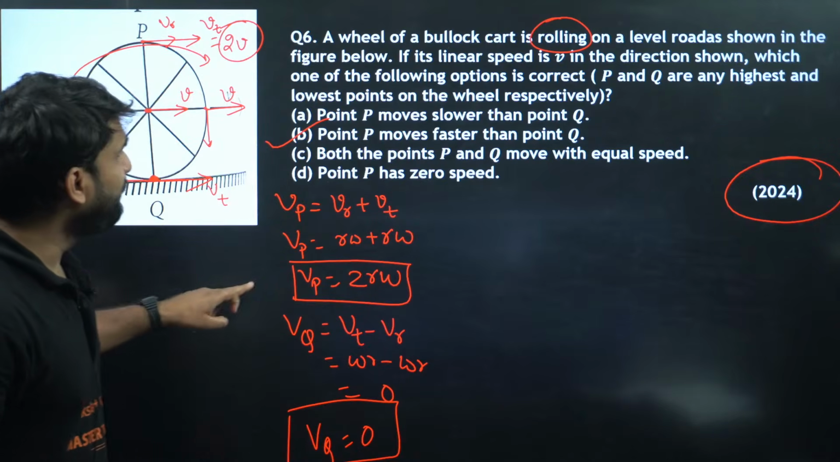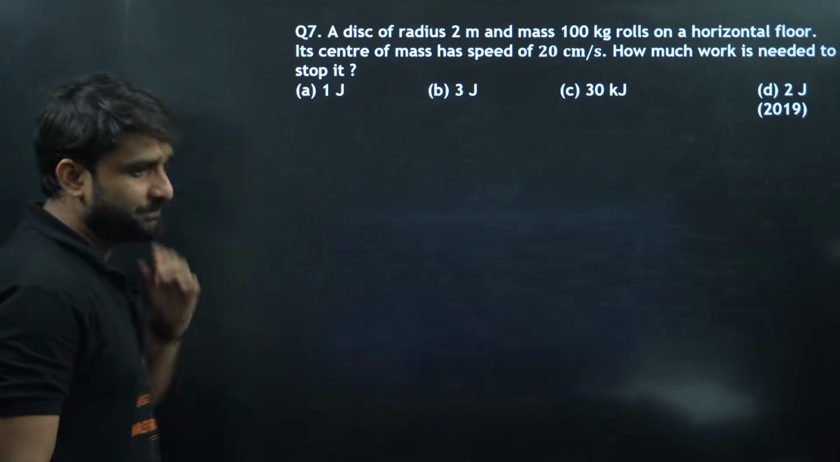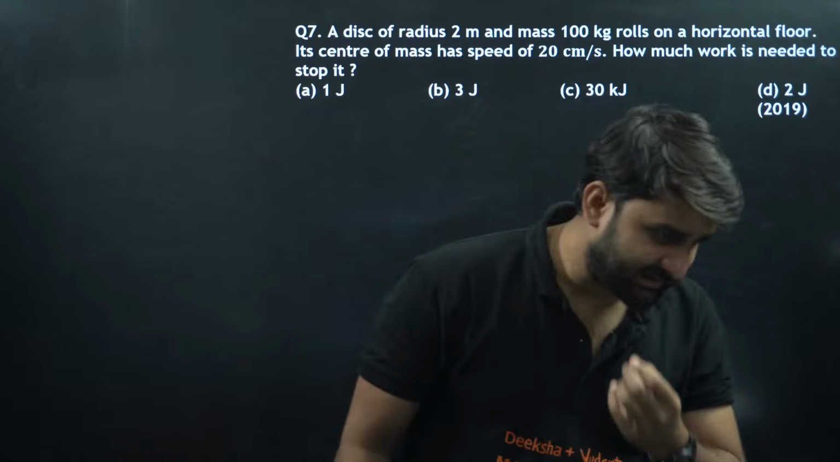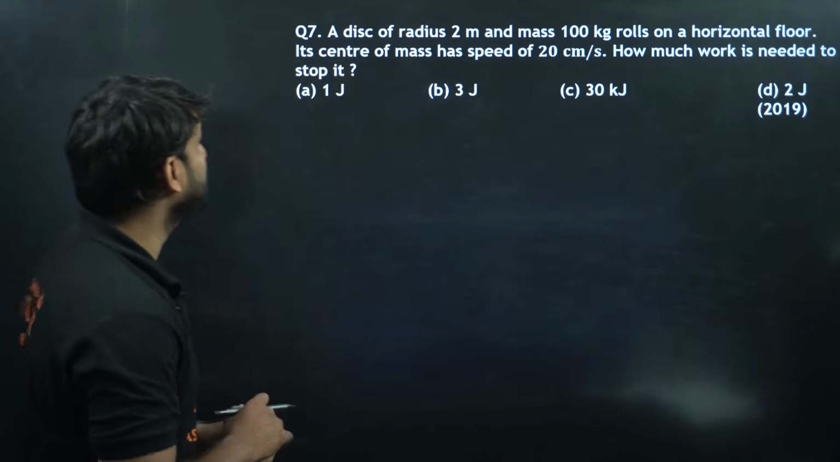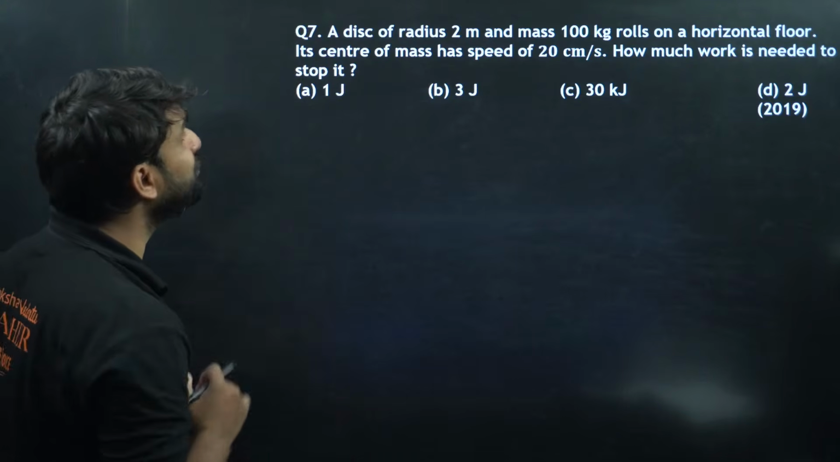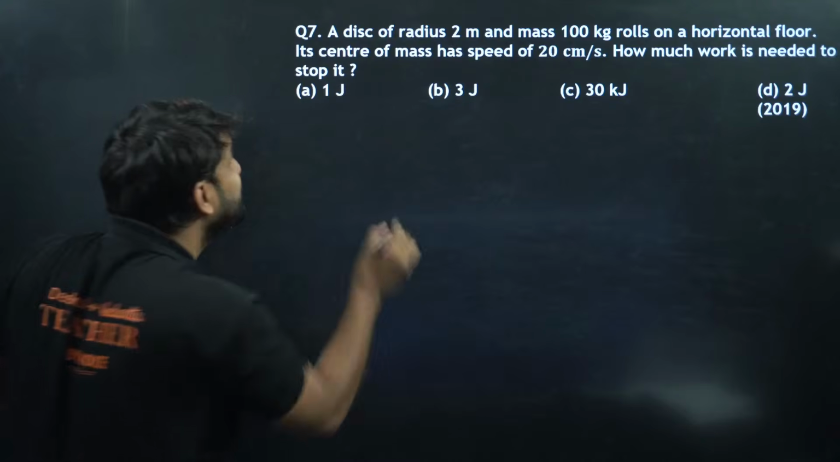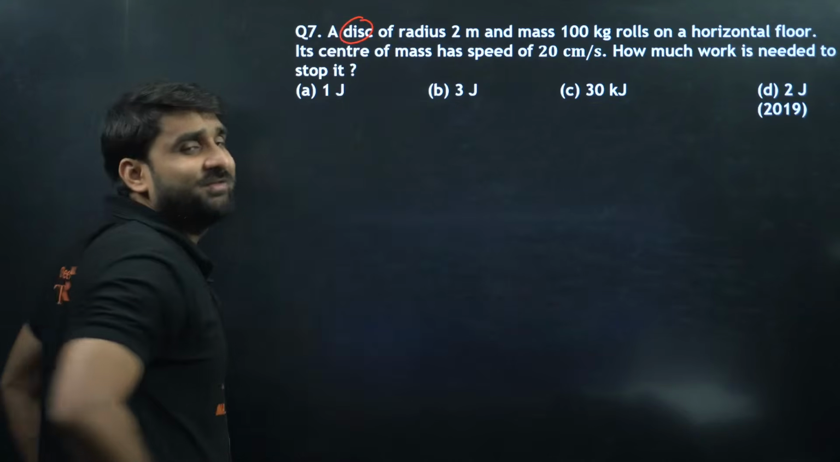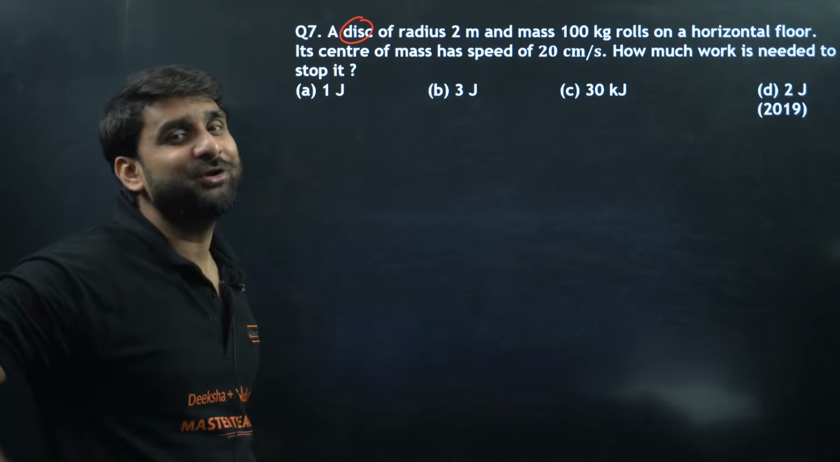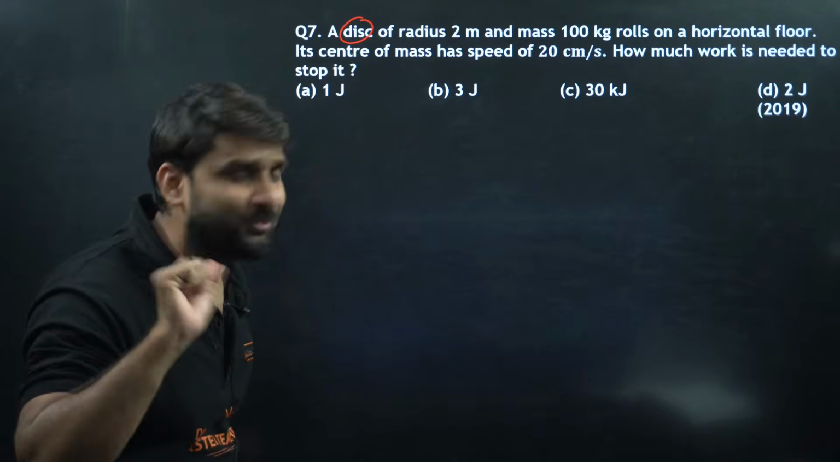Yes, let's move to the next question, number 7. So look at the question. A disc of radius 2 meter. If this is a disc, the moment of inertia will be mr square by 2.